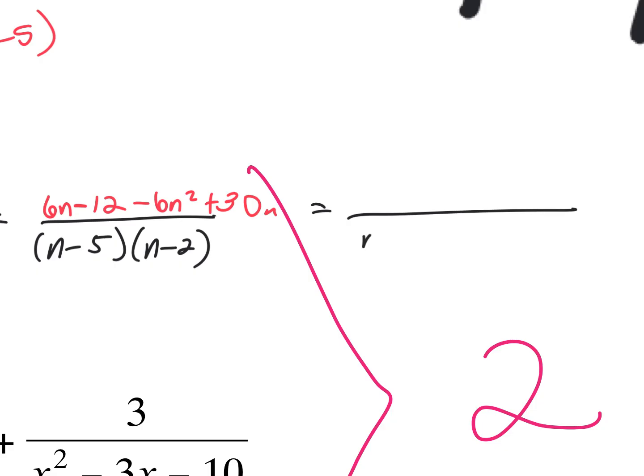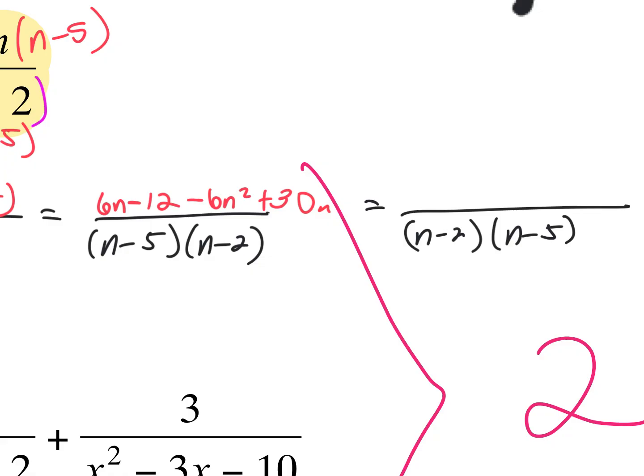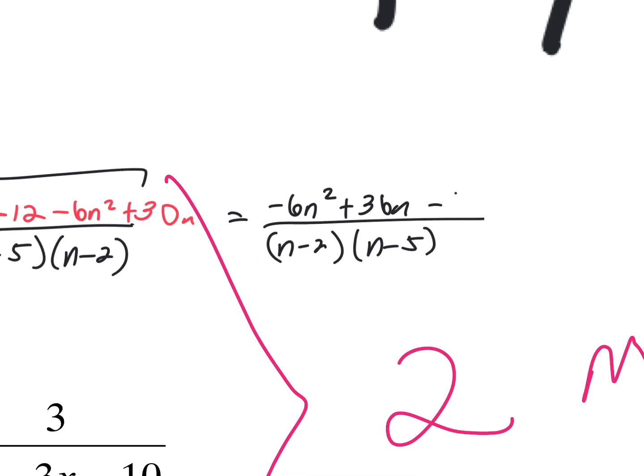Again, n minus 5, n minus 2 stays underneath. What's your highest exponent you see? Okay, so I'm going to rewrite negative 6n squared. I have a 6n and a 30n. What does that give you? Plus 36n. And then what? Minus 12. All right? That might be an answer choice.